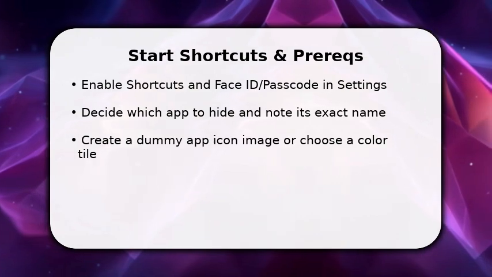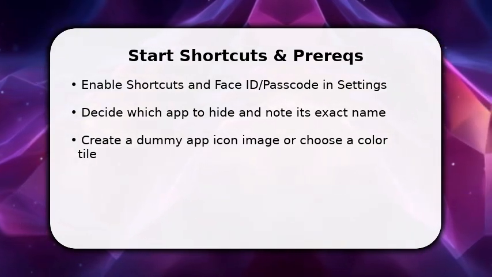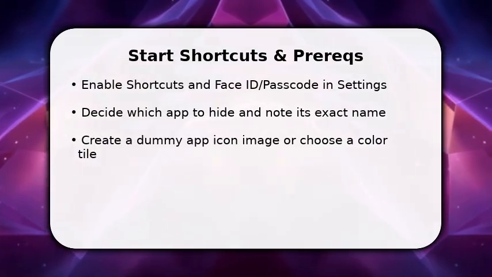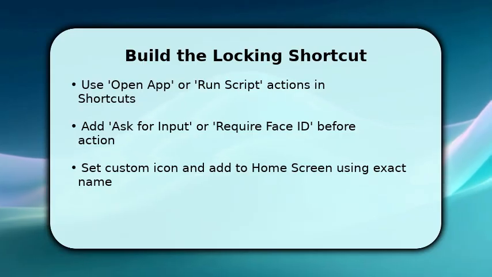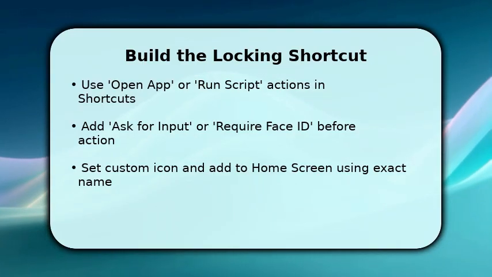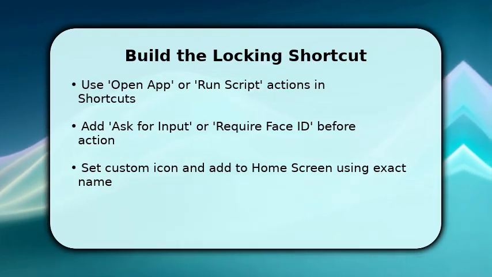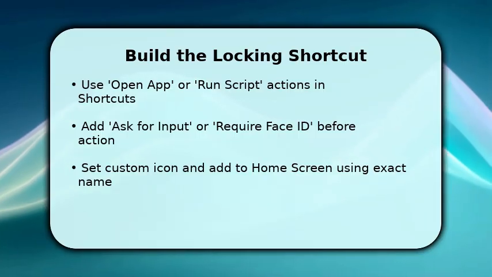Now you construct the shortcut. Add an authentication action like require Face ID or ask for input with a password, so unauthorized taps are blocked. After authentication, use Open App to open the real app, or choose to run a block that stops if authentication fails. This ensures control flow.